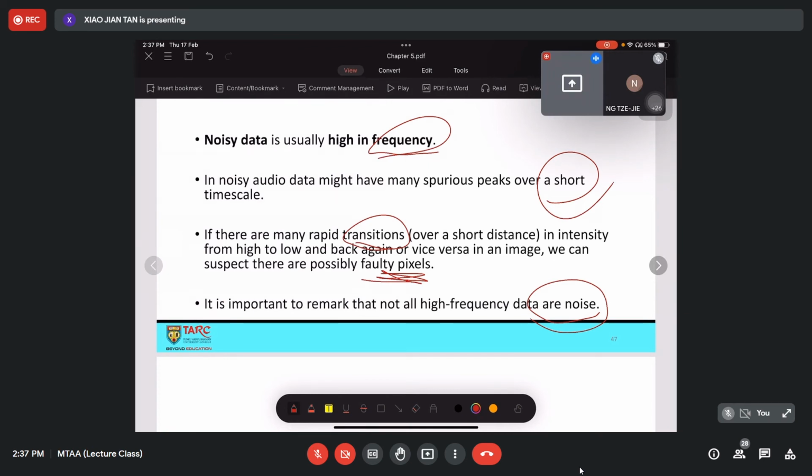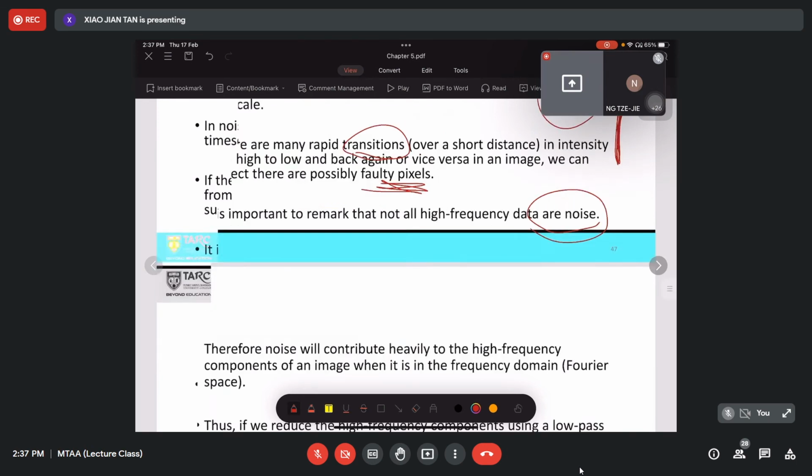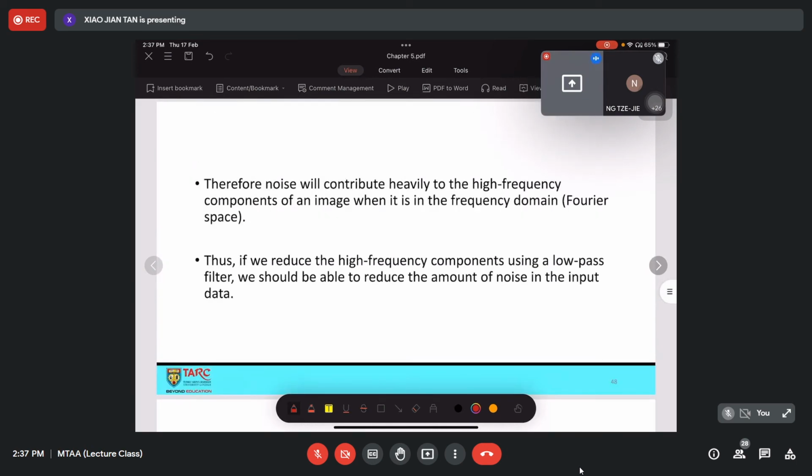But of course, not all high frequency information is considered noise because you have sharp edges. So these sharp edges could be very significant high frequency information. Therefore, noise will contribute heavily to the high frequency component of an image when it is in the frequency domain.